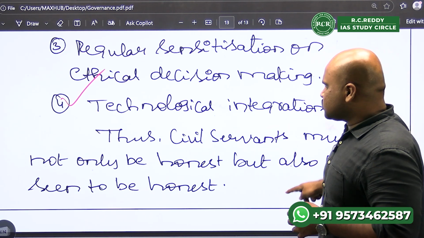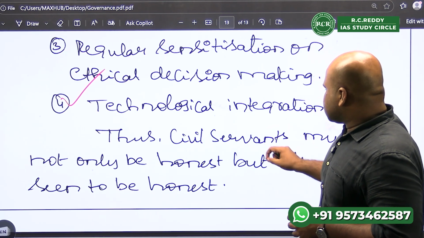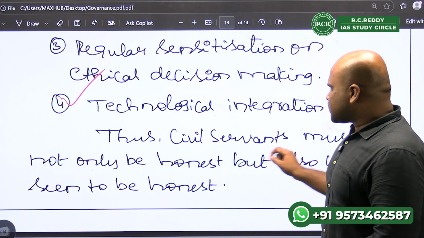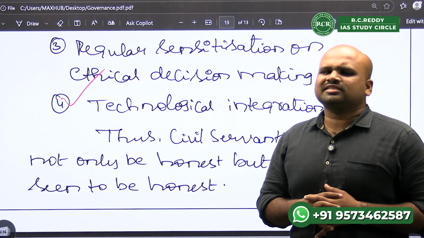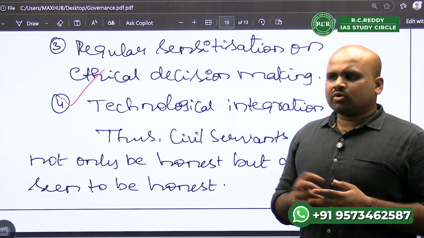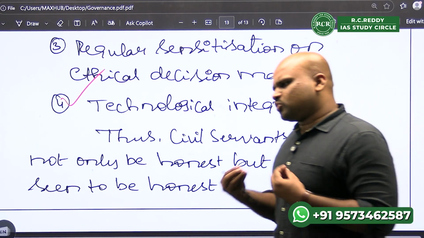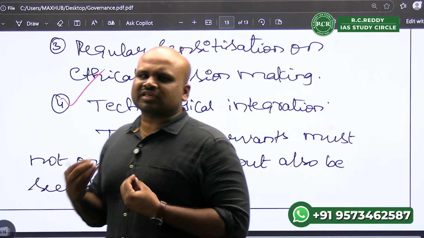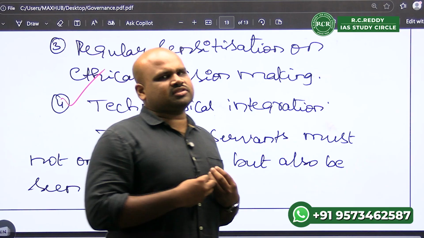Now coming to the conclusion of this, that is, civil servants must not only be honest but also seen to be honest. That's a simple saying that can be put in. Or you can also conclude that for civil servants to continue as the steel frame of this country, we need to maintain the public perception.